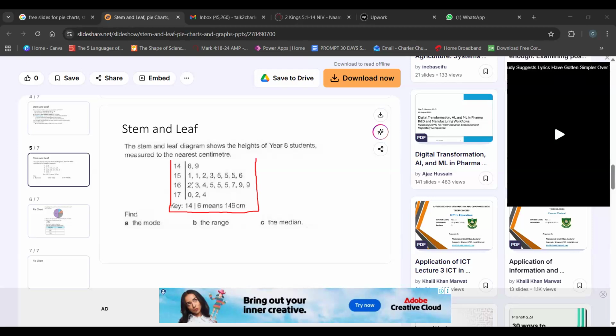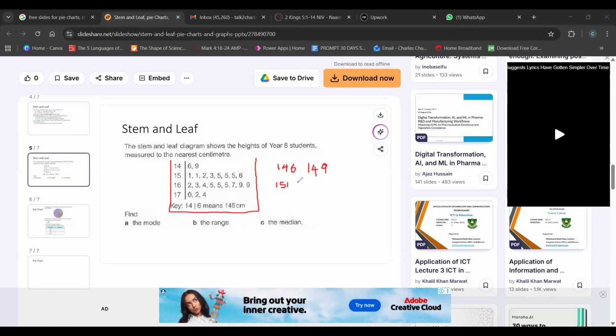If you really want to get the data out, the real data here is what? 146. The next one would be 149. Did you get that? Because of the line. The next one would be what? 151, thank you. And 151 somehow occurs twice, doesn't it?